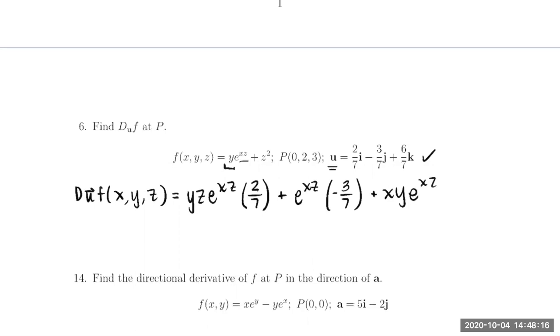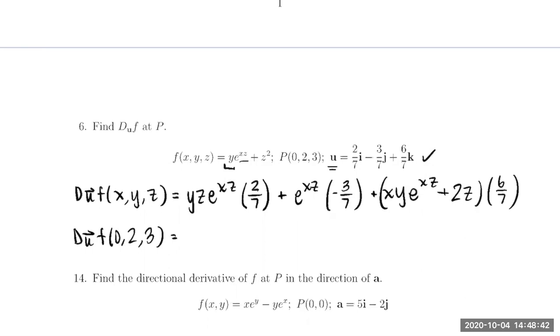The second term is going to give me 2z, all of this being multiplied by 6/7. So this is my general directional derivative, but in the direction of the unit vector u. I would like to evaluate this at the point (0, 2, 3). So I'll plug those values in for x, y, and z.